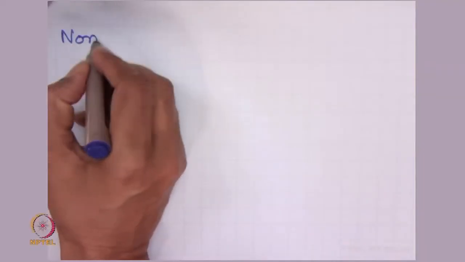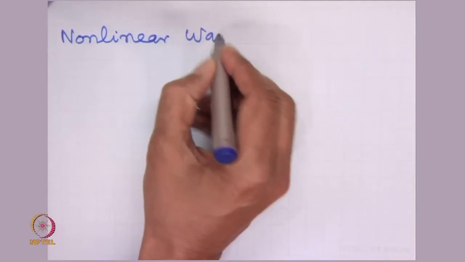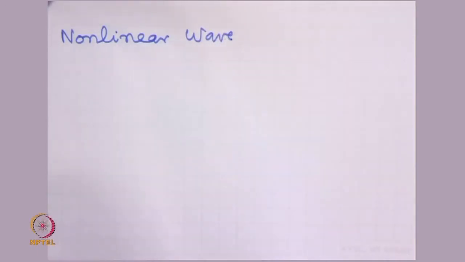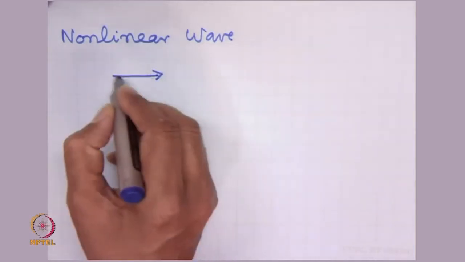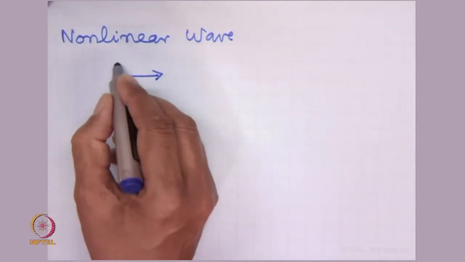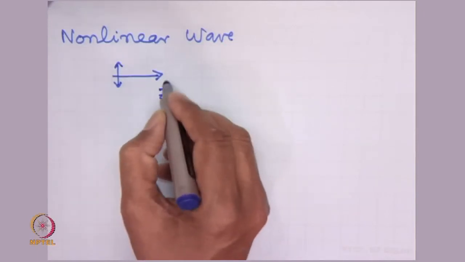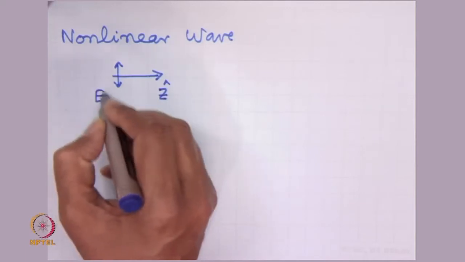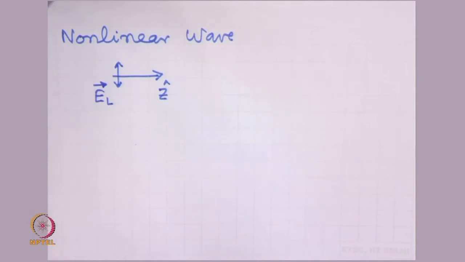Let me begin with the fundamental problem of nonlinear waves. Let me begin with the propagation of a high power laser in a plasma. The laser field is like this. This is the direction of propagation of the laser, say z direction. This is the electric field of the laser, or it could be an electromagnetic wave or a radio frequency wave also. Consider the propagation of a wave in a plasma.